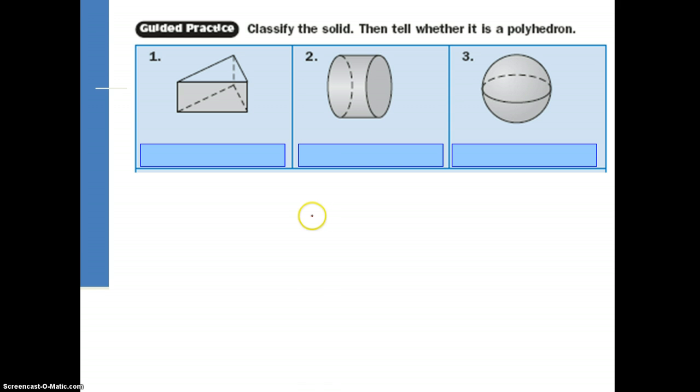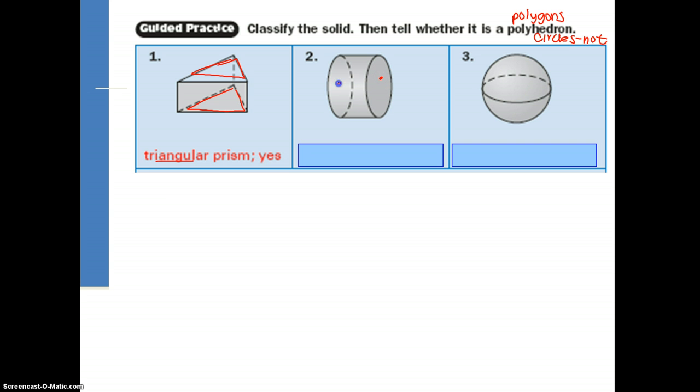Number 1, 2, and 3, classify the solid and then tell whether it's a polyhedron or not. If it has polygon sides, it's a polyhedron. If it has circles, it's not. Pause the video, try 1, 2, and 3. You can see number 1 has rectangles and 2 triangles. I would call this a prism. Triangular prism to be exact, because it has triangle bases. It is a polyhedron.